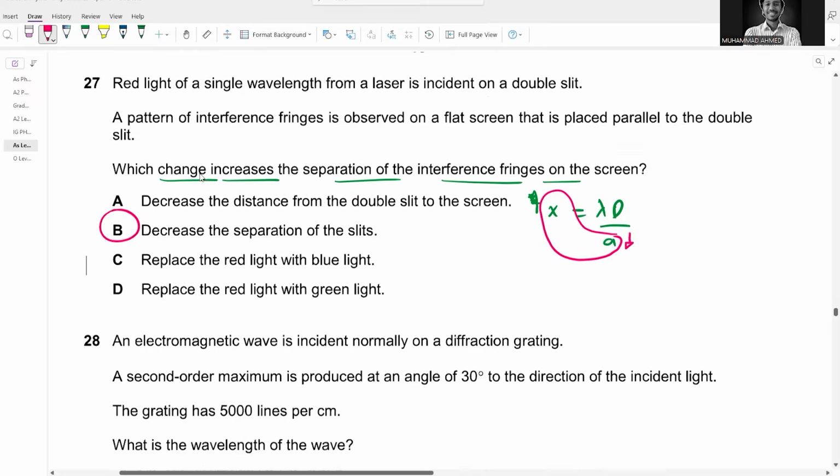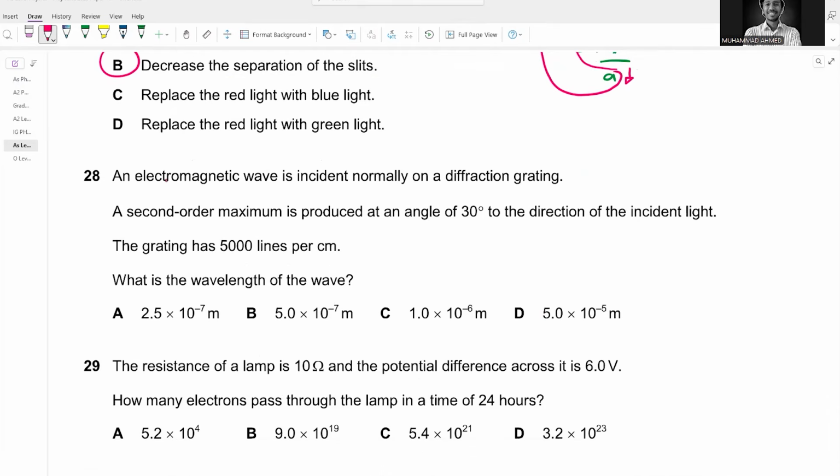Let's move on to 28. An electromagnetic wave is incident normally on a diffraction grating. A second order maxima, n equals 2, is produced at an angle of 30 degrees. The grating has 5,000 lines per centimeter. You have to calculate the wavelength. How will you do that?